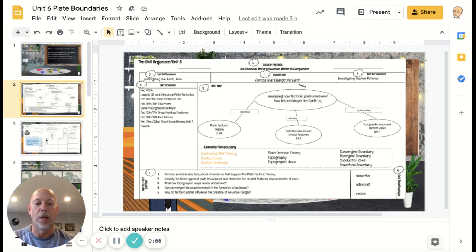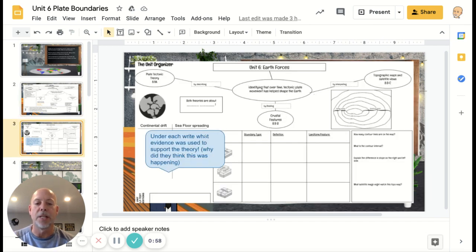As we go along, you'll see here it says, under each, write what evidence was used to support the theory. Why did they think this was happening? So continental drift and seafloor spreading we covered in our last lesson. As I explained to my students, you need to be keeping up with this. Every time we have a lesson, if you don't have it out during the lesson, you should be looking at it after the lesson and determining, okay, what did we discuss today and what do we need to fill out? On continental drift, some of the evidence he had was fossil evidence, right? And I'm going to leave you to fill out the rest of that.